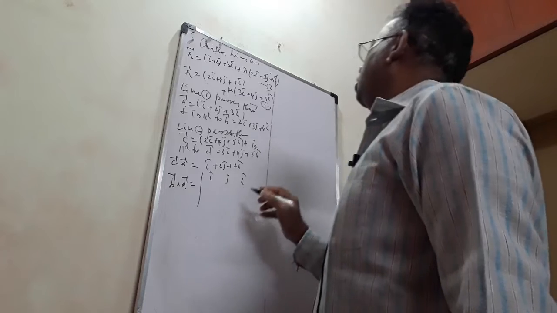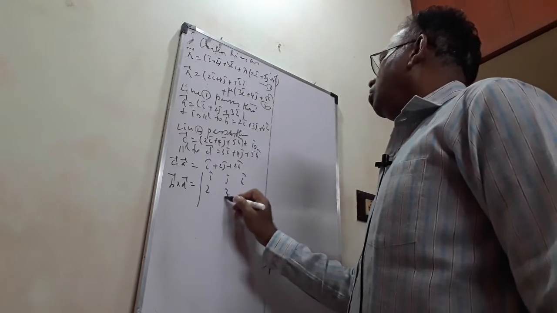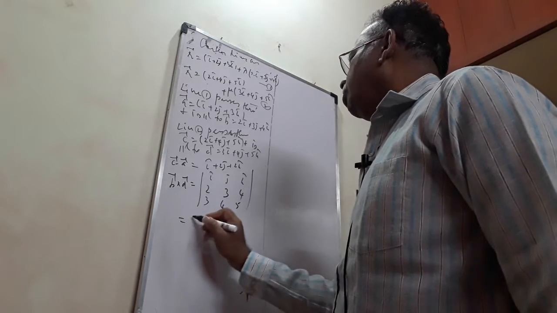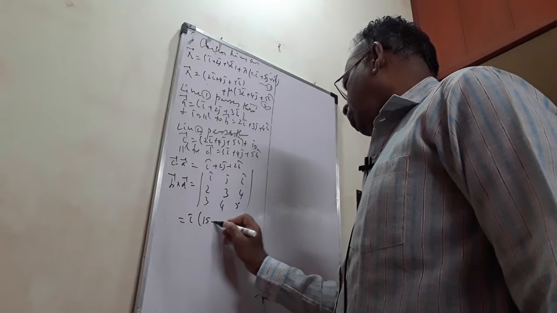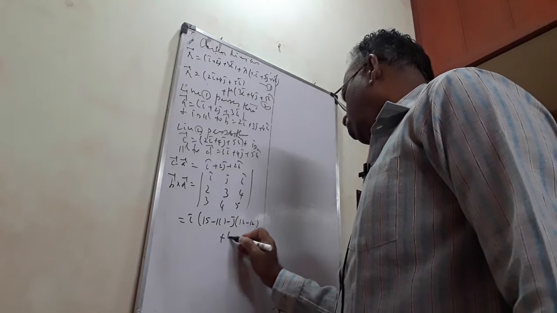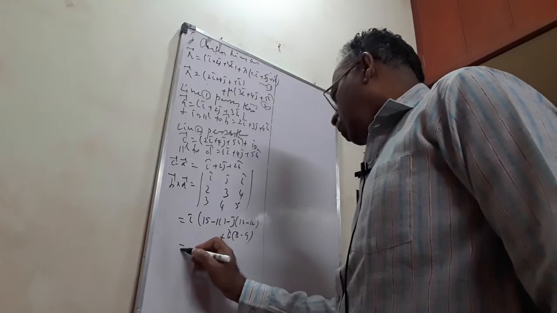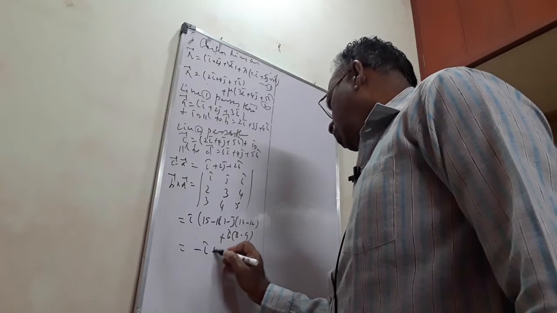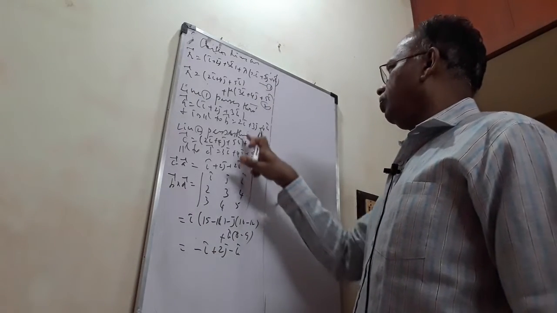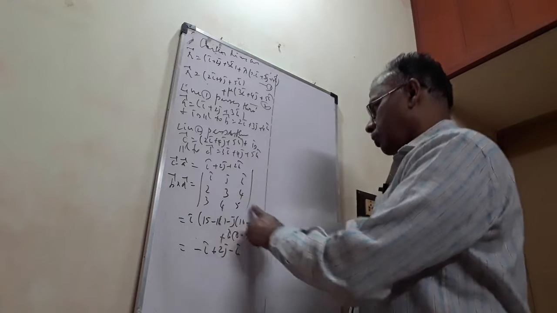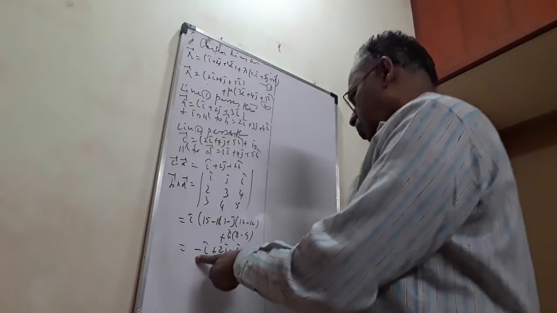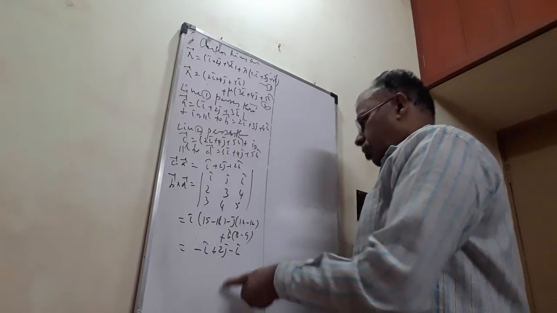Now I need to find B cross D. Determinant i, j, k. The components of B are 2, 3, 4. The components of D are 3, 4, 5. Let me simplify this: i into (15 minus 16), minus j into (10 minus 12), plus k into (8 minus 9), which is minus i plus 2j minus k. Let me just check: 2, 3, 4, then 3, 4, 5. Same result, minus i plus 2j minus k.